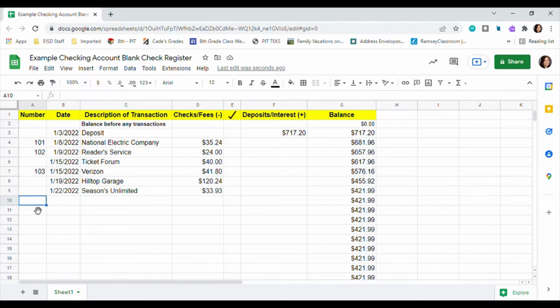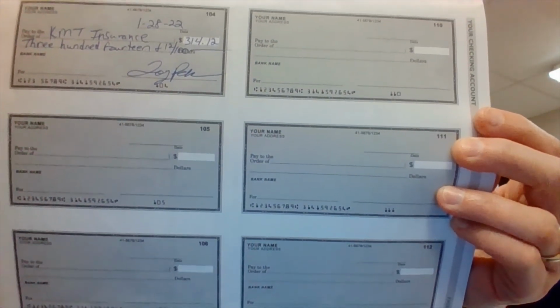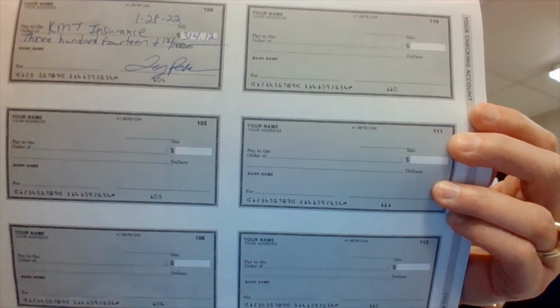So in cell A10, we're going to put the check number, which is 104. The date of the transaction was January 28th. The description is KMT Insurance. That's who we wrote our check to. And the amount, again, we're in column D still because money is leaving our account, was $314.12. I'm starting to hurt for money now. I only have $107.87. Let's go write that check, and we'll be done with this transaction. I'll show you how to do that check. So this is check number 104 for $314.12 to KMT Insurance. Take a look at how that check's written.